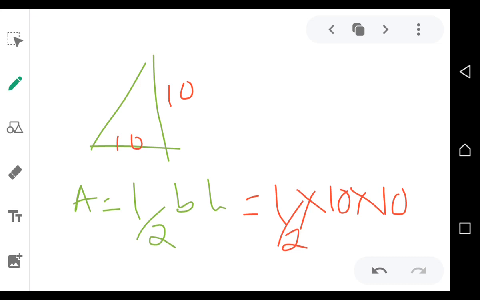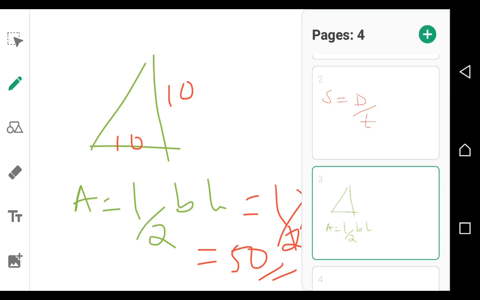So what is the distance? Half times 10 times 10, it's 5 times 10, so it's 50. Okay, 50. That's for the first triangle. The second shape is a what? It is a rectangle in that diagram. You can see it.